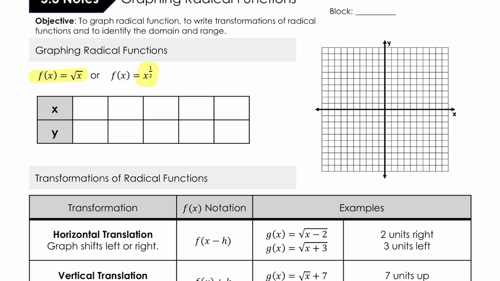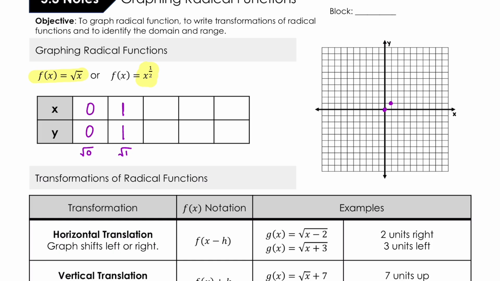And what we want to think about is what values can we plug in? What values are we going to get out? What is this graph going to look like? And when we're taking a square root, we can only take the square root of things that are greater than or equal to 0. Okay, so for example, if I plug in 0, what is the square root of 0? Well, it's 0. So I'm going to have a point at 0, 0. Okay? If I plug in 1, what's the square root of 1? It's 1. So I have a point at 1, 1.